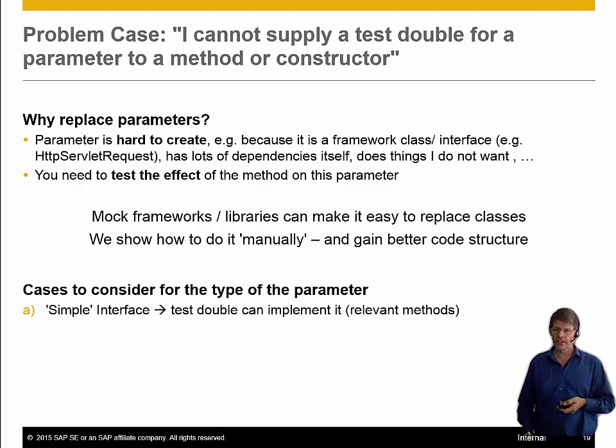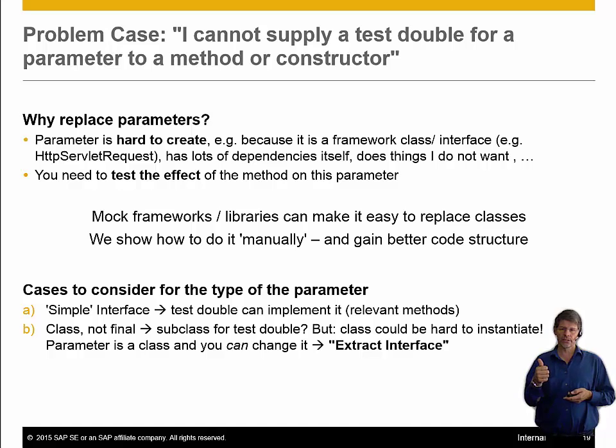So there are different cases that we have to consider for the type of the parameter. Let's assume we have a method, or a constructor or a method, doesn't matter. We're looking at one parameter now. It can be a simple interface. Well, that's easy because I can just implement the interface in a test double, and whatever methods I need, I really implement. The other ones I can just leave empty. So that's easy. Then I can just supply my test double. It's already an interface. That's great.